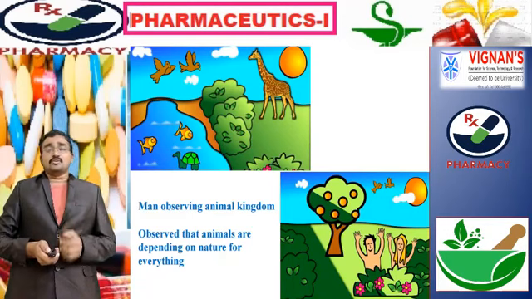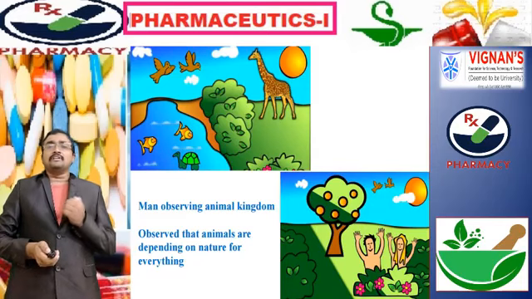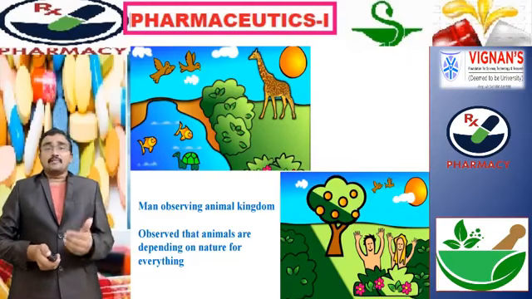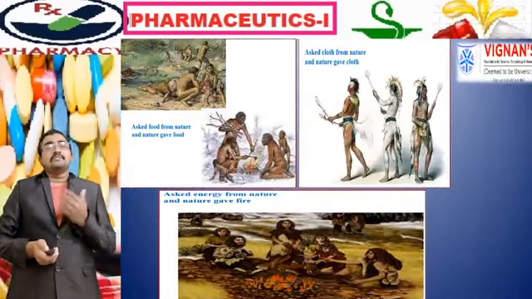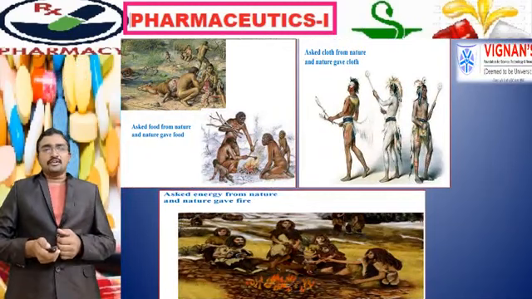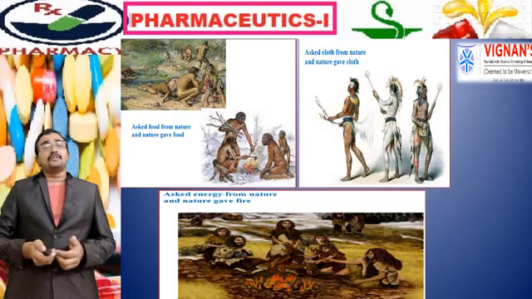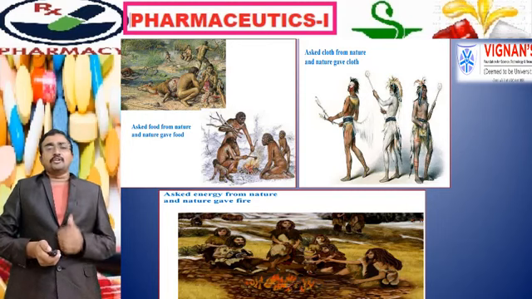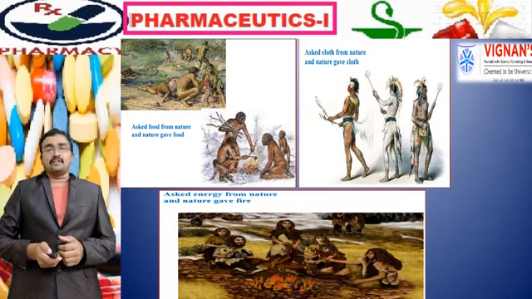Then man also observed the animal kingdom. Animals survive only by depending on nature. Then man also thought, why can't we survive on nature? Our ancient people asked for food from nature, and nature gave food to man. Man also asked for cloth from nature, and nature gave clothes to humans. Later the ancient people asked for energy from nature, and nature accepted and gave fire to them.